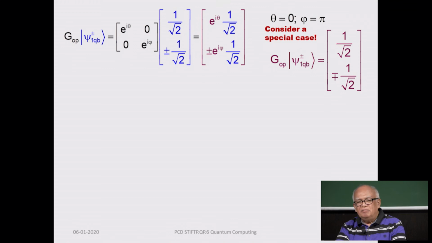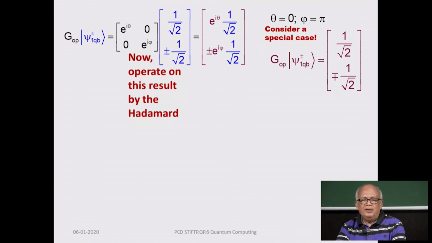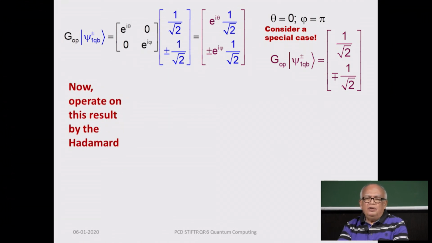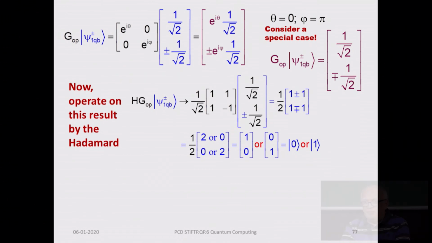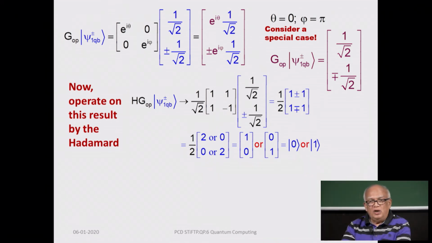So, you get minus or plus instead of plus or minus e to the i phi, okay. And now on this result, if you pass this qubit through a Hadamard gate, okay, so now operate on this by the Hadamard matrix. The Hadamard matrix is 1 over root 2 times [1 1; 1 -1], and what you have got is either pure 0 or pure 1.